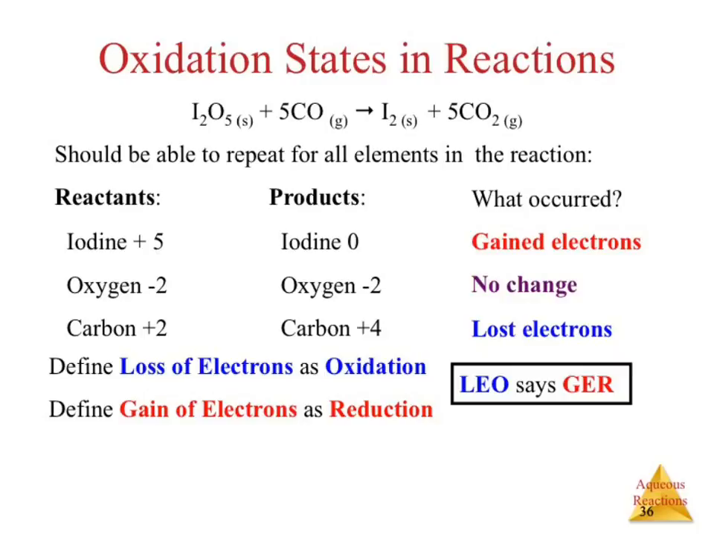You need to know the difference between these. You need to make sure loss of electrons is tied to oxidation and the gain of electrons is tied to reduction. However you decide to do that is up to you. My preference is Leo says Ger. Because Leo, anybody born in August? What is Leo? A lion. Leo the lion. And lions are big cats. And what do cats do? Grr. There you go. Leo the lion says grr.